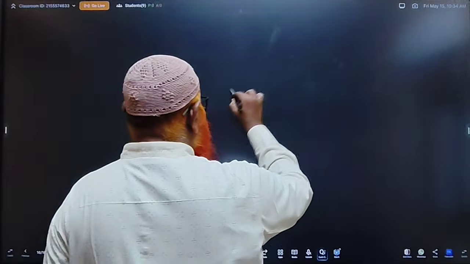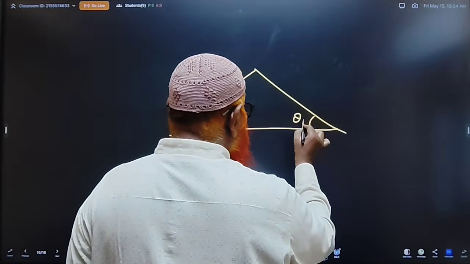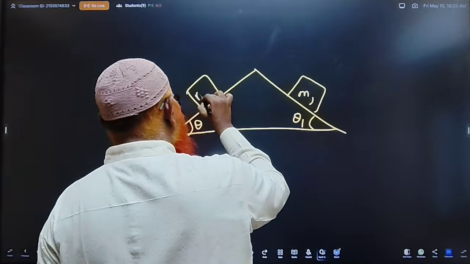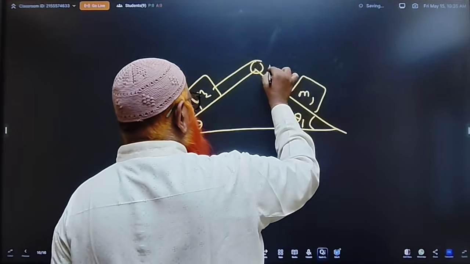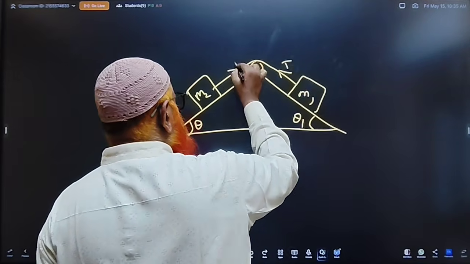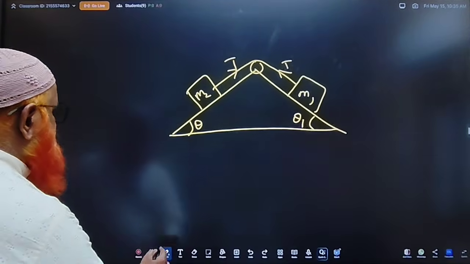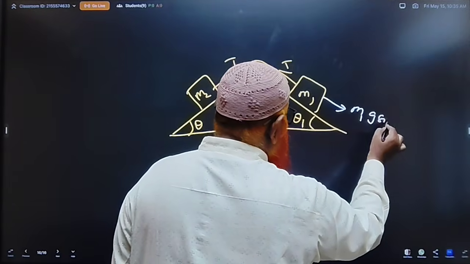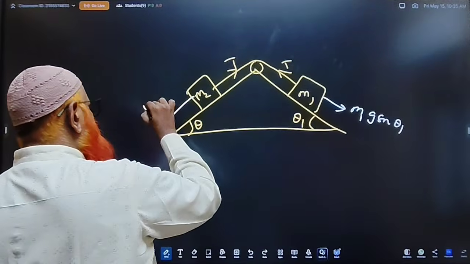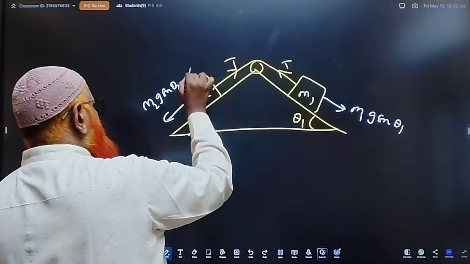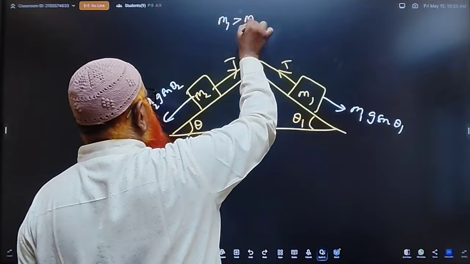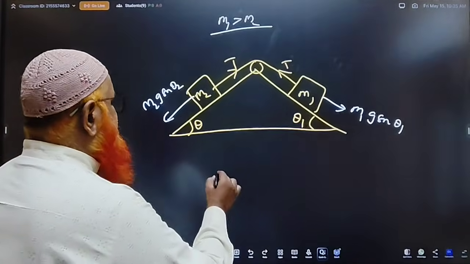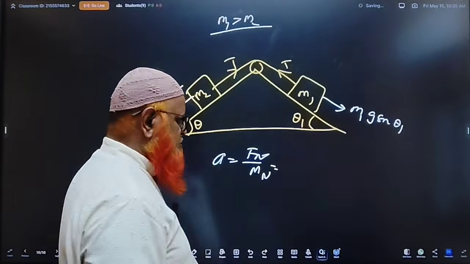Next, consider a wedge having a certain angle theta 1 and a certain angle theta 2. Here there is one mass, M1, and this is M2, and this is a pulley. The tension is going to be the same on both sides, but the component on this side is M1G sin theta 1, and here it is M2G sin theta 2. Let us imagine the problem gives M1 greater than M2. The simple technique is acceleration equals net force by net mass.